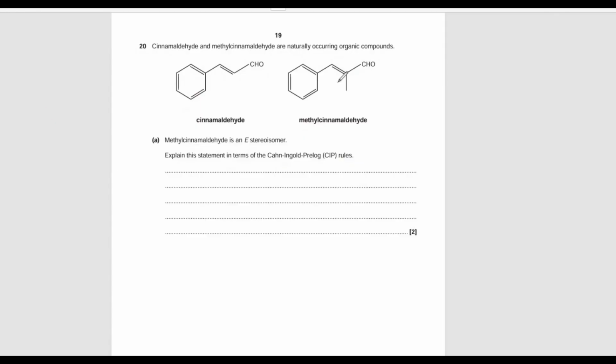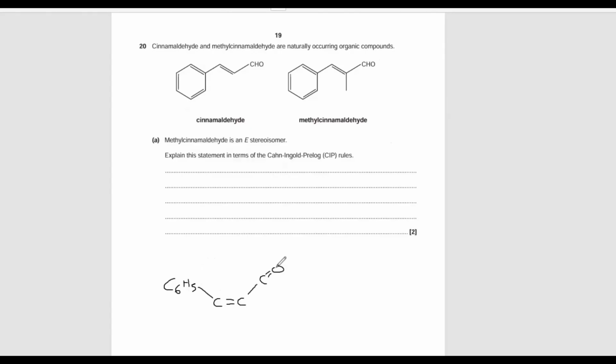Explain this statement in terms of the Cahn-Ingold-Prelog (CIP) rules. Pause the video, grab your pen and scrap paper, and see if you can write down 2 bullet points on how you'd explain that the methyl cinnamaldehyde on the right is an E isomer and not a Z isomer. Okay, I'm going to go through the answers. So if you unpause, here we go. I'm going through it.